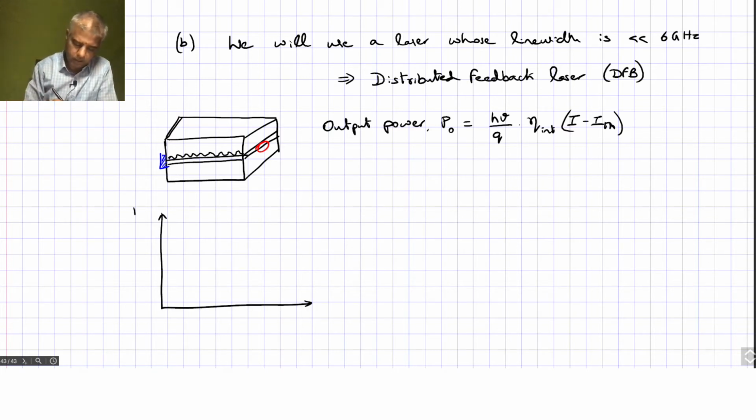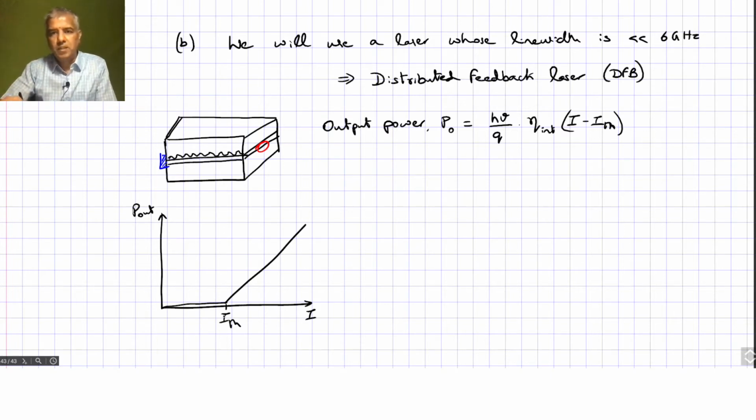So, basically we are looking at P out as a function of current. It goes through spontaneous emission up to a certain point, and then you start having stimulated emission, overcoming the losses in the cavity, and then you can get this output power. We have been asked to figure out the current at which we achieve 1 milliwatt of power. We have been told that P naught we should take as 1 milliwatt.